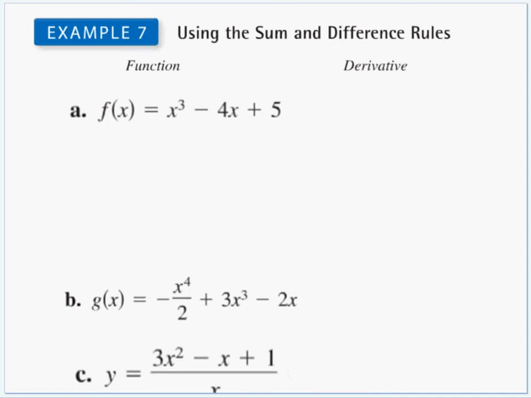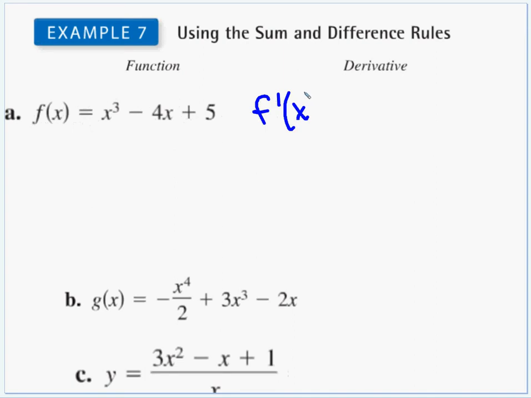So let me move this over here. So our derivative f prime x, well, the derivative of the first term, x cubed, will be 3x to the second. The derivative of negative 4x is minus 4, and constants derive to nothing. So there's our derivative.